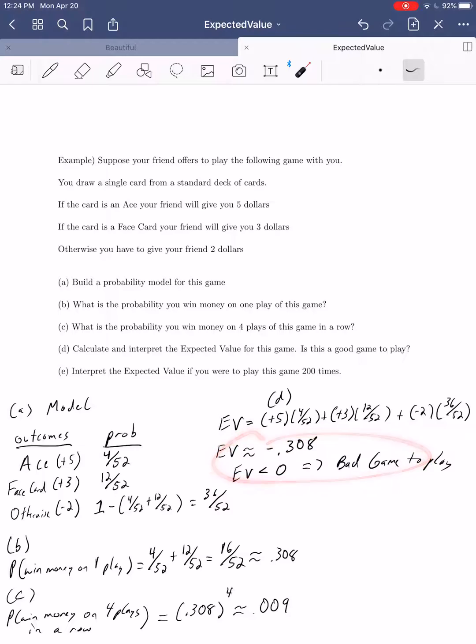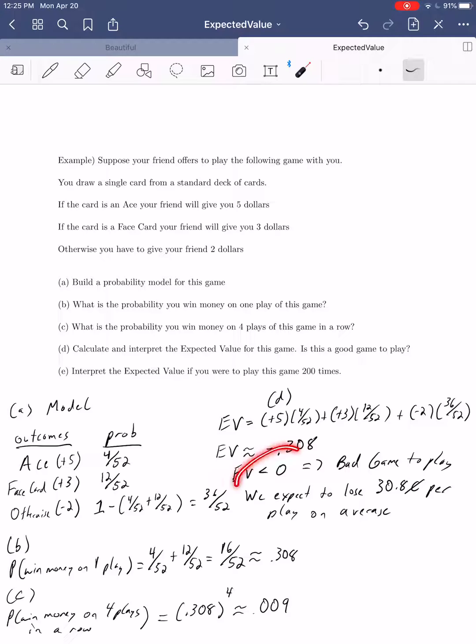How bad is this actual game? Well, we can go ahead and actually calculate that. So we can say we expect to lose 30.8 cents per play on average. So we're saying that this expected value tells us how much we expect to lose per play on average. So every time we sit down to play this game, we're expecting to lose about 30.8 or about 31 cents per play on average.